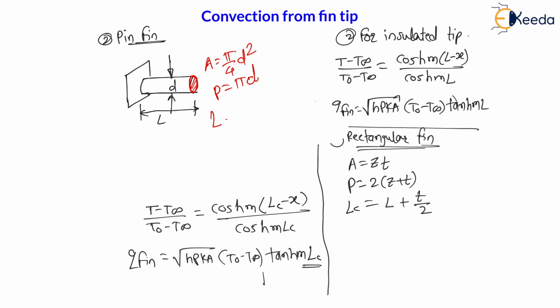And my dear students, the corrected length for this pin fin will be equal to the length of fin plus D by 4, that is diameter by 4. This is how we can calculate corrected length, and we can modify the equation for convection from the fin tip. Thank you, dear students. In the next lecture, we will see numericals on this topic.